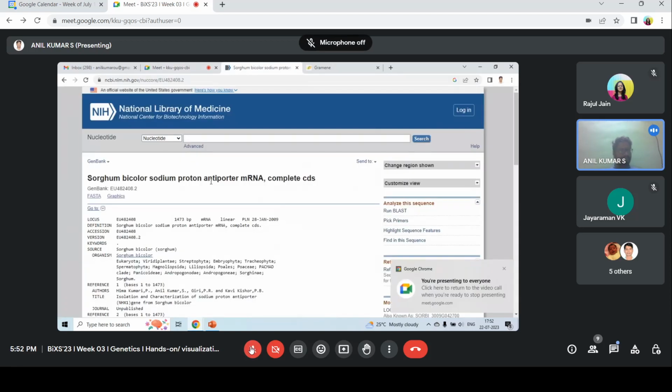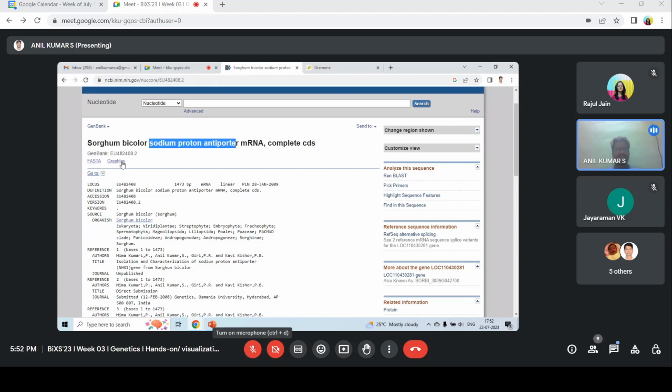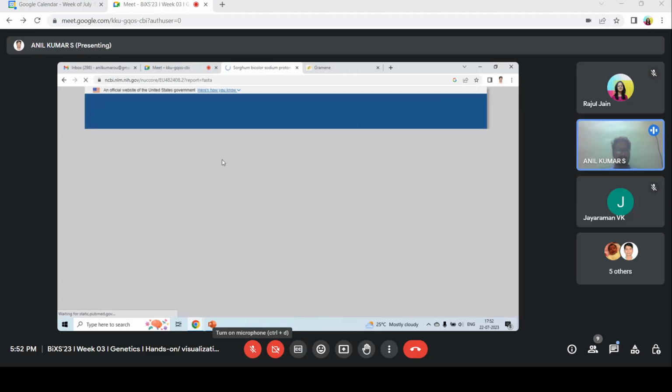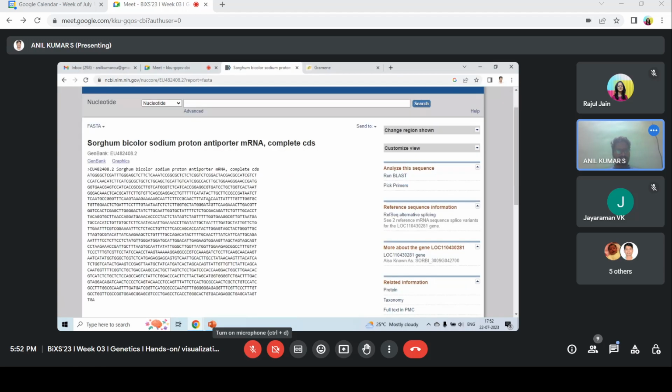Once you get the sequence like this, I'm trying to find a gene, the sodium proton antiporter gene, a gene that helps in lowering the sodium in the plant system. Okay, you simply go to the FASTA. This is FASTA, which is nothing but a type of format. By clicking that one, you can get the sequence like this.